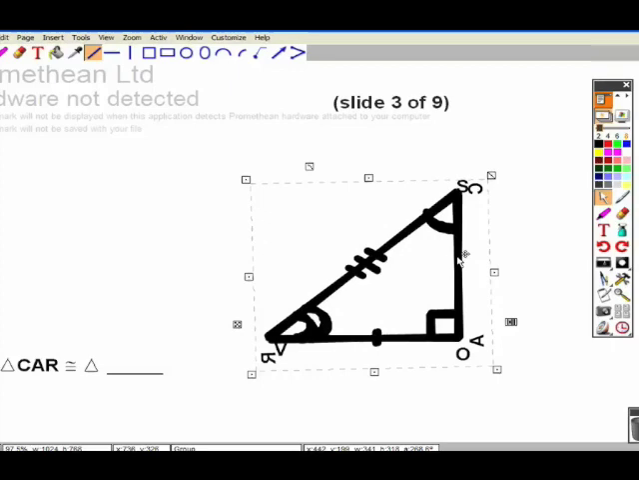Then to write a correspondence statement, I name the angles that go together as a pair. As you can see, triangle CAR matches with triangle SOV, since angles C and S go together as a pair. A and O go together as a pair, and then R and V go together as a pair.